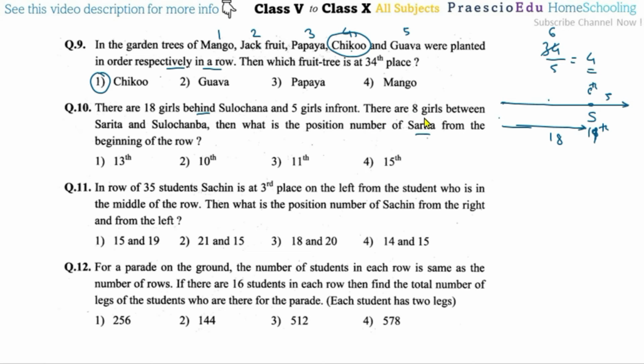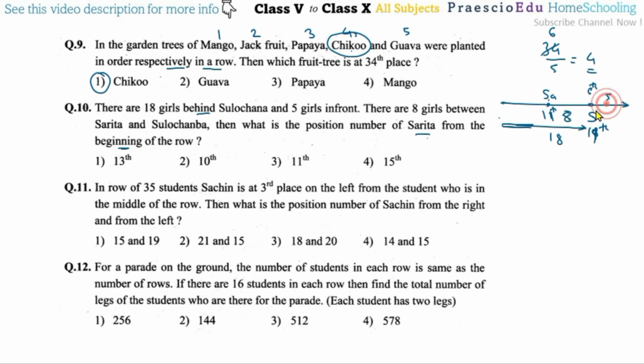Then there are 8 girls between Sarita and Sulochana. Now suppose here is Sarita. In between, how many girls are there? 8 girls are there. So 19 minus 8, the 11th place is Sarita's place. This 11th is from behind. If you want to count from the starting, because the question asks from the beginning.